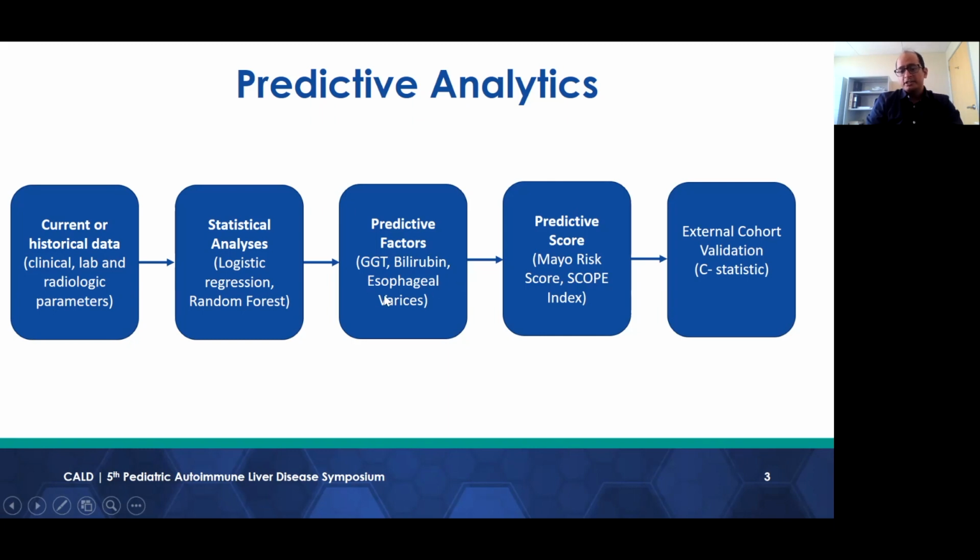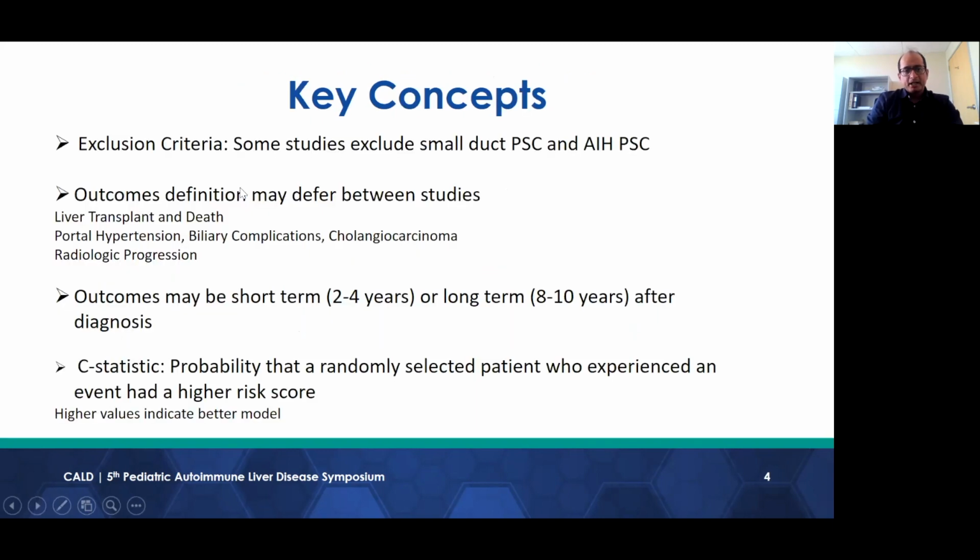And a composite of these predictive factors is put into a mathematical score or a predictive score. For example, in PSC, the Mayo score or SCOPE index are examples of such scores. And then once a score is derived, it undergoes validation in an external cohort, and a C statistic is calculated, which I'll be talking about in the next slide.